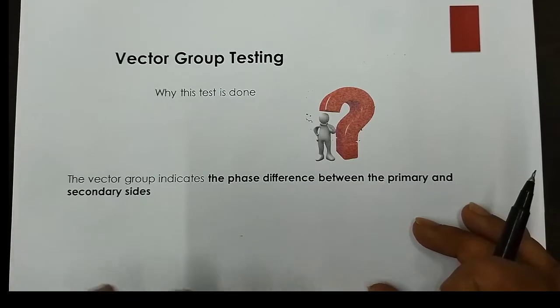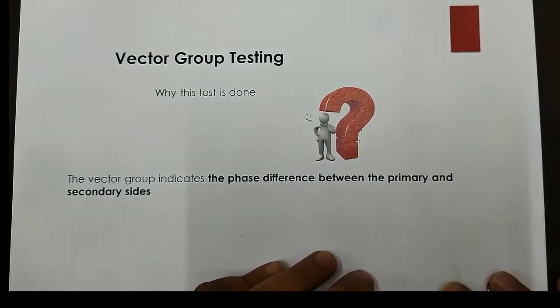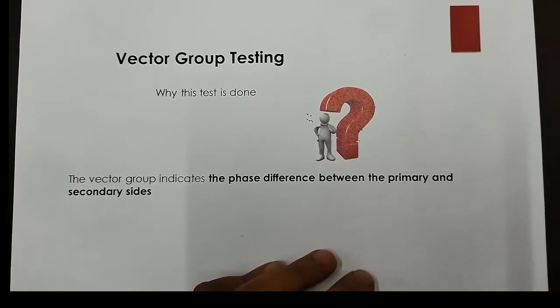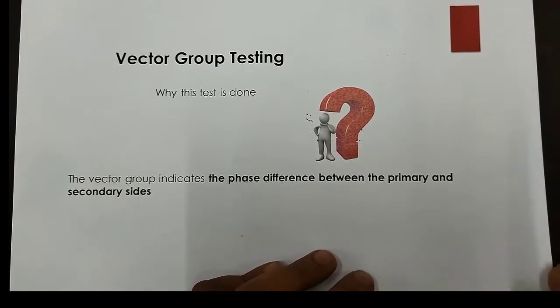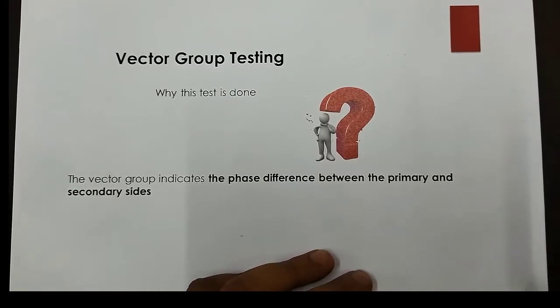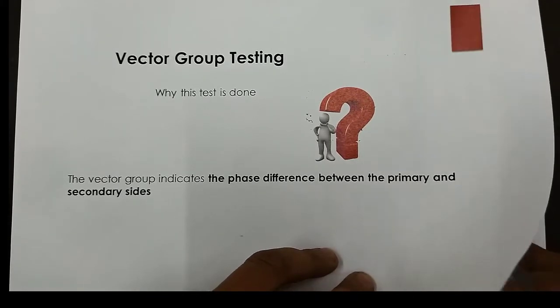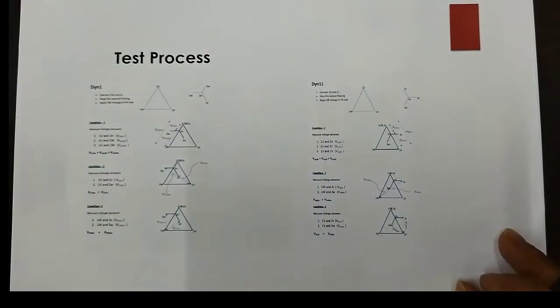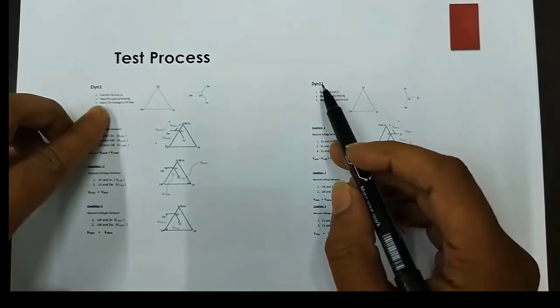Now is vector group testing. This is also a very important test, because it defines the phase difference between the primary and the secondary side. In a transformer, phase difference is very important, because it defines many things: output cable size, power factor, everything. But there are various types of vector group like DYN, DYN11, DYN5.